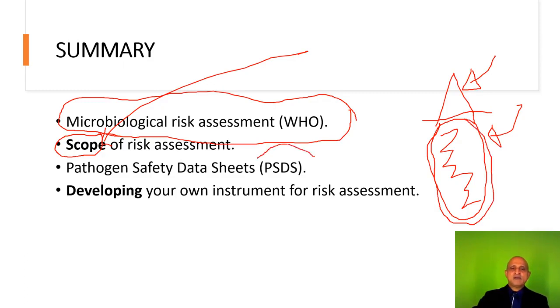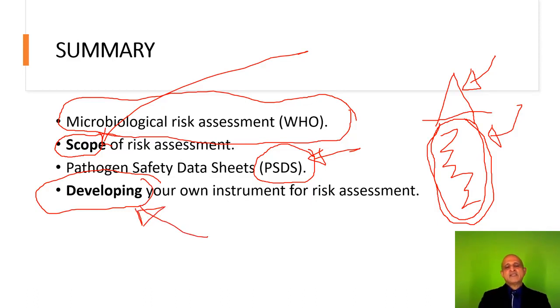We have also looked at the pathogen safety data sheet, and again I thank the Government of Canada for this very useful reference which has helped me over the past years and also helped hundreds of thousands of biorisk managers across the world. And we also looked at developing your own instrument. So at this stage you should be able to develop your own instrument for risk assessment. This is in the form of a questionnaire.